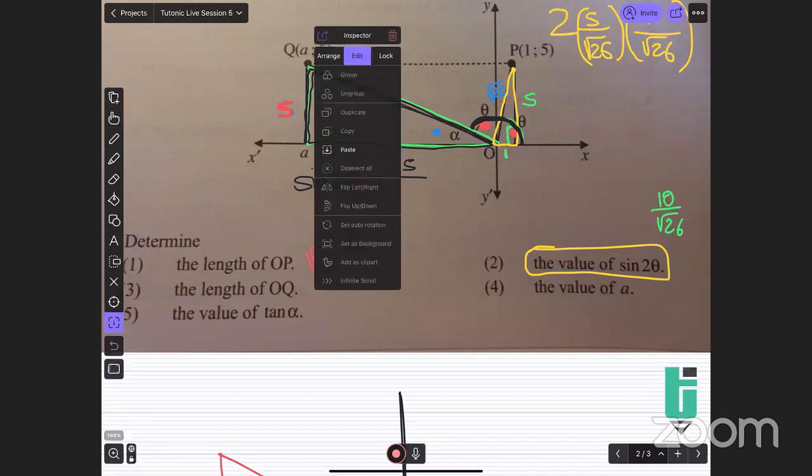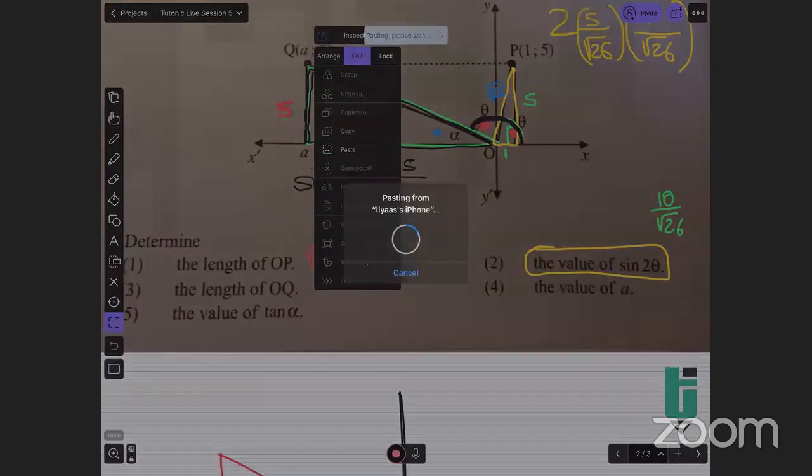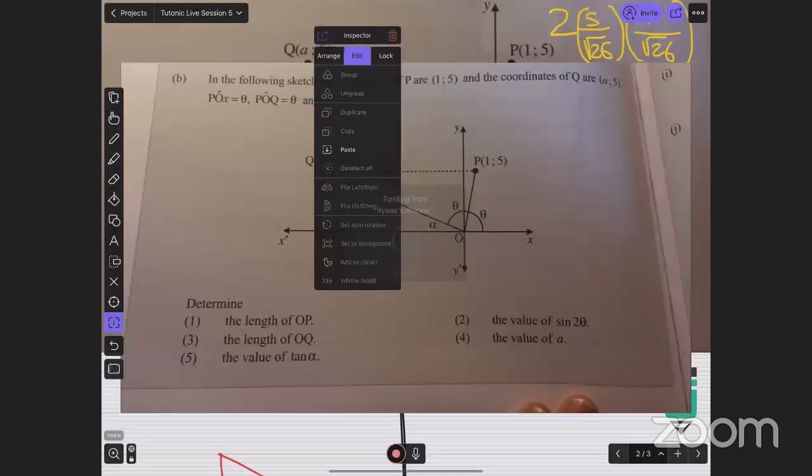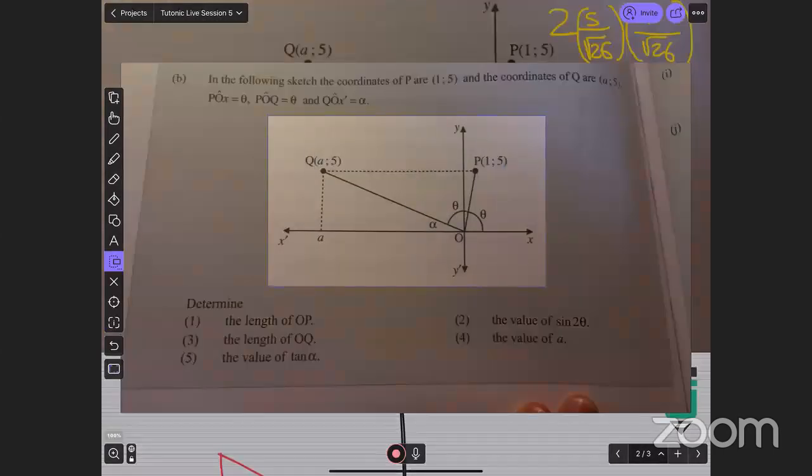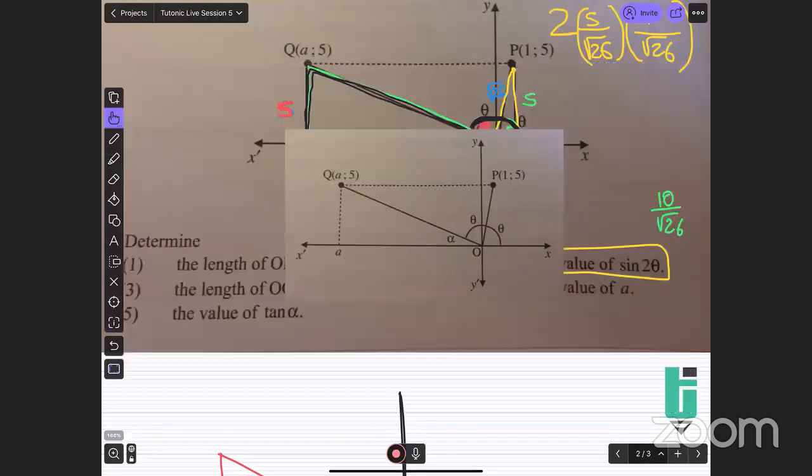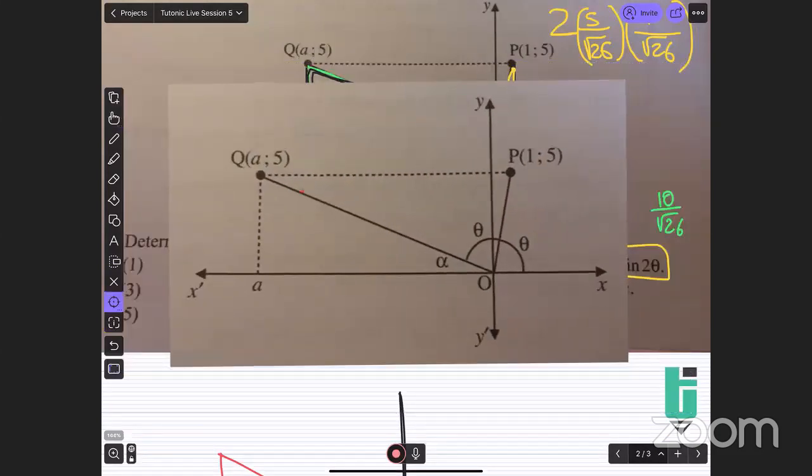Let me show you a cleaner picture. This triangle, they're asking for OQ. OQ is not part of this triangle here. So do you see the angle OQ is 2 theta? Yes. Okay. So therefore you would use that angle for this triangle, but for this triangle you would just use theta. Okay.